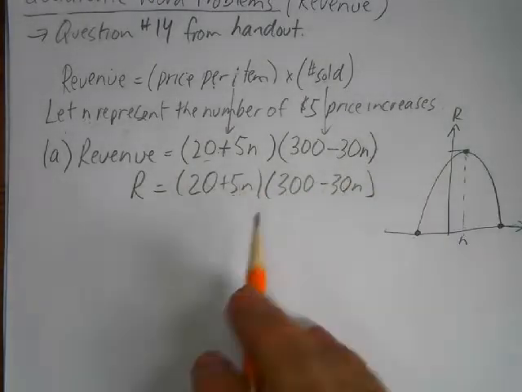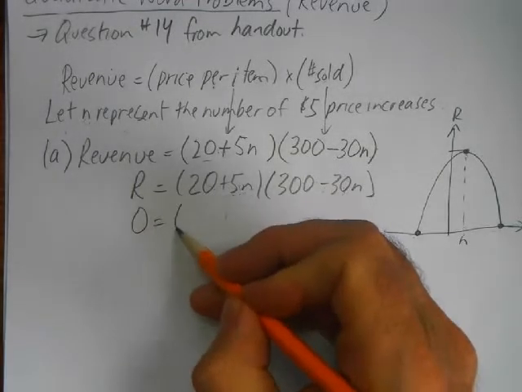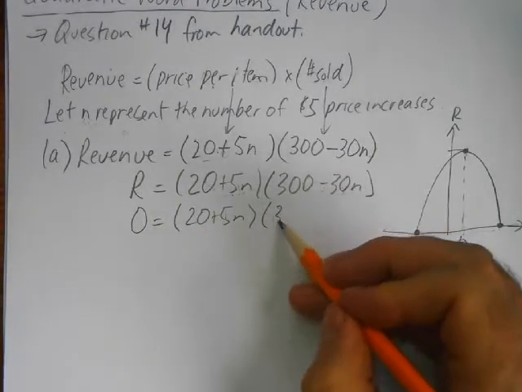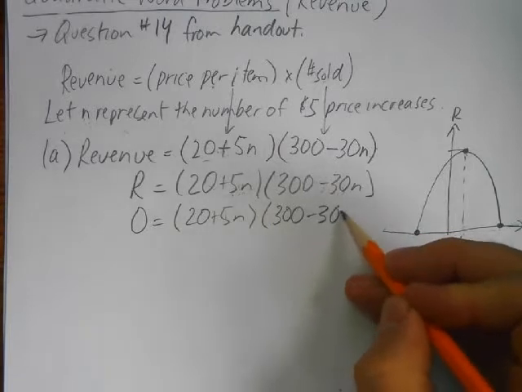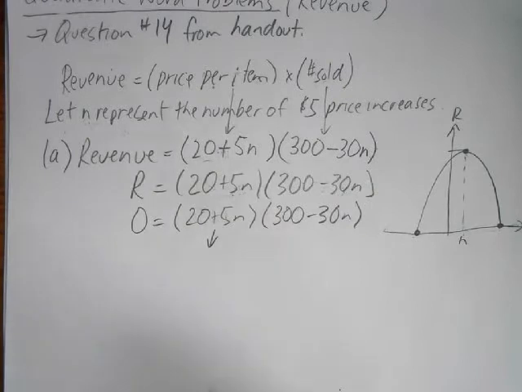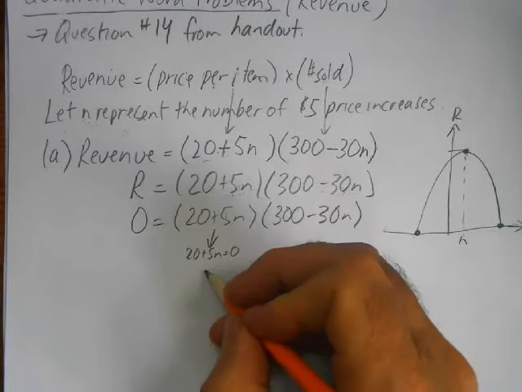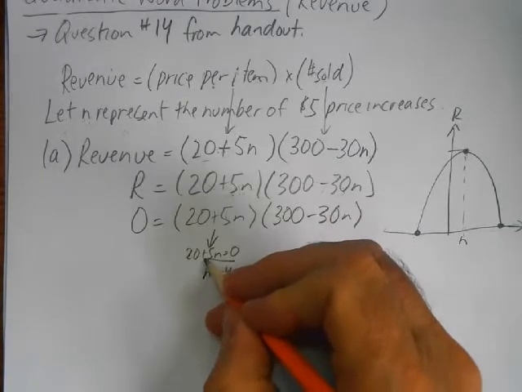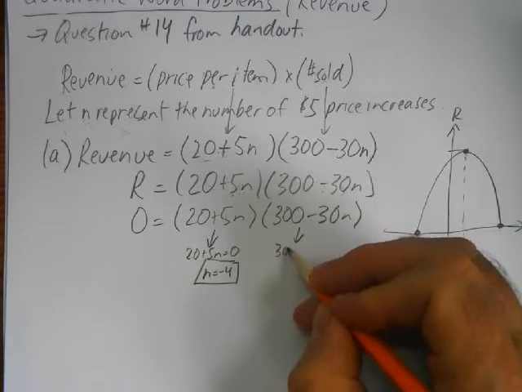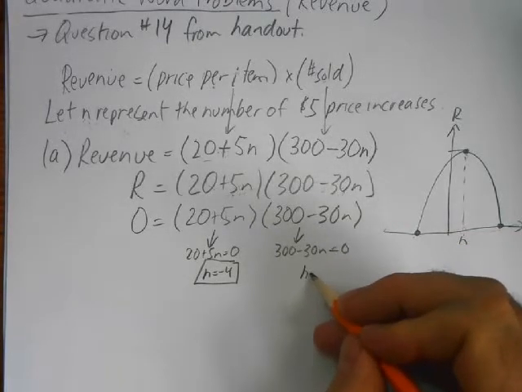And this only really works because it's already in factored form. So if I set the revenue equal to 0, I can see that the only way that's going to happen is if one of these factors is 0. So I basically set each factor to 0 separately. And when I do that, here I get n equals -4, and we'll talk about what that means. If I set this to 0, I'm going to find that n equals 10.